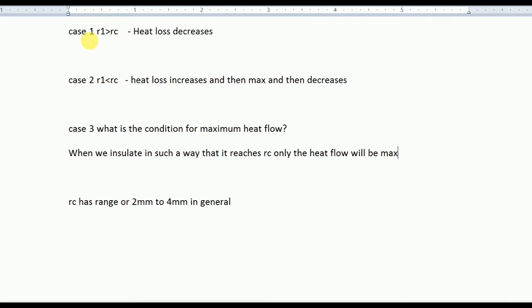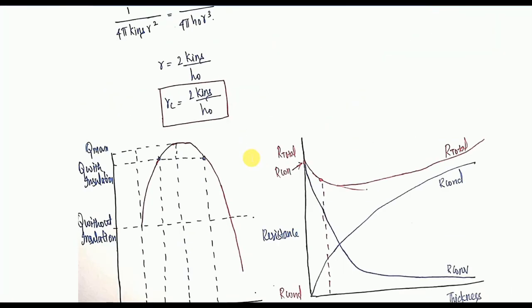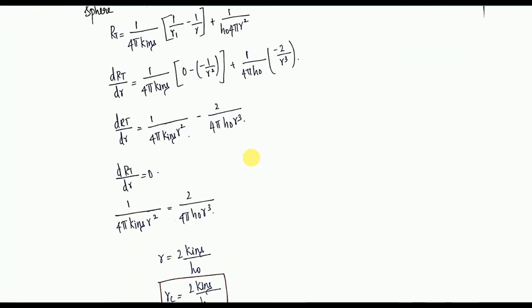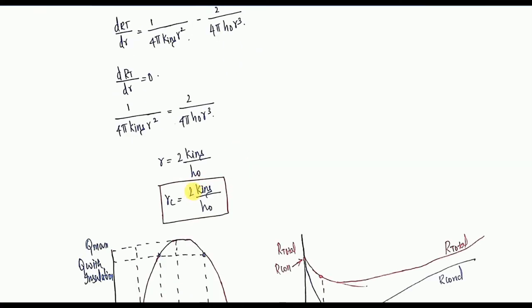What to do for case 1 and case 2 is, initially you have to calculate RC. How to calculate RC? It will be given for sphere and cylinder. The formula for sphere is 2K insulation by H outer. You have to check the problem, and in case of a sphere, you have to take the formula with K insulation, and you have to see whether the K insulation is given in the problem. That is one of the main things.